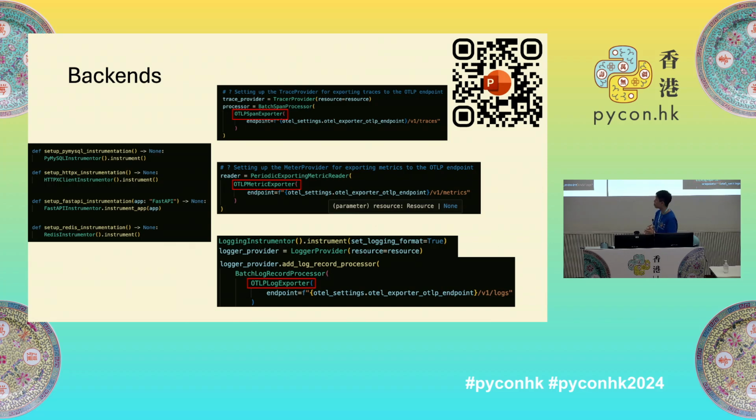So the instrumenter is more like wrapping everything, and it patches those libraries. Let's say you set up PyMySQL instrumentation, it patches the PyMySQL library so that when you call the MySQL to get or select, it actually helps you record the trace. On the right, you can see I set up the traces, the metric reader, and also the logger. And as I mentioned, all of them are exporters.